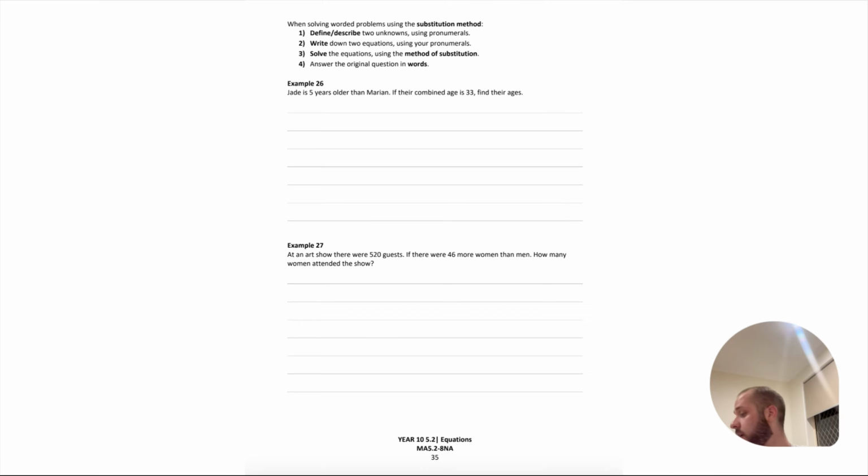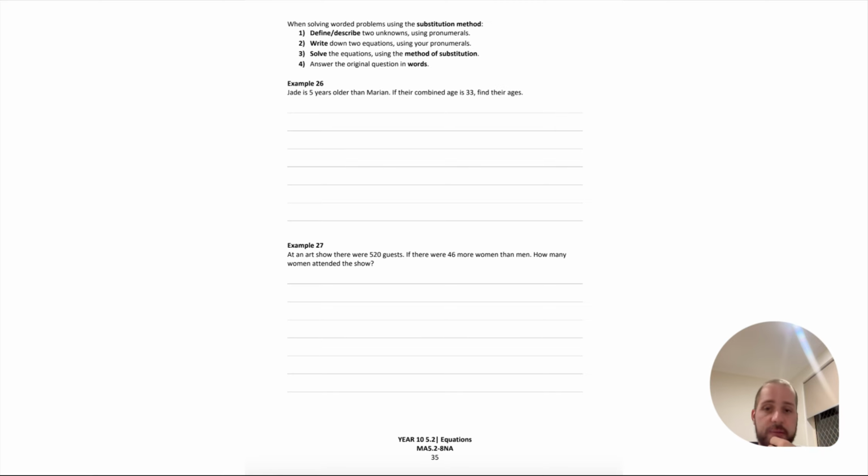So if we make, actually, how would you do it first? So you would get the W as the subject, and it equals M plus 46. That's right, because you've got more males. You've got 46 more women than males. So 46 more is an addition. All right. And the total guests, how would we write that as an equation, do you think? W plus M. That's right, because we've got men plus women equals 520.